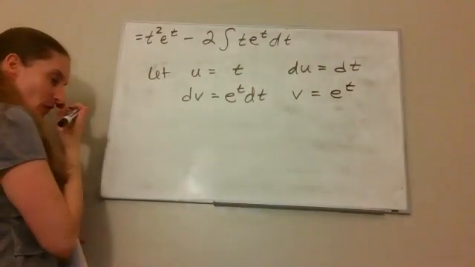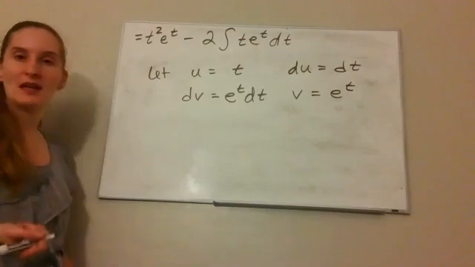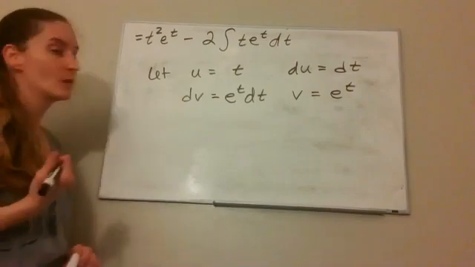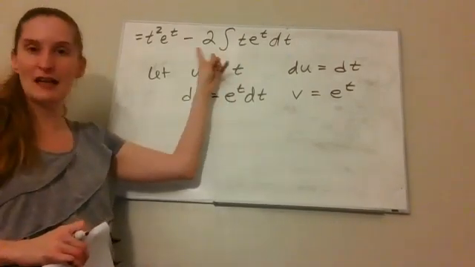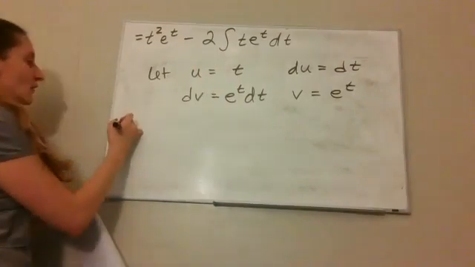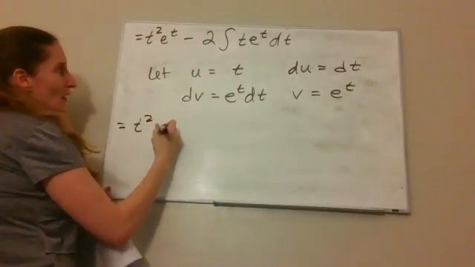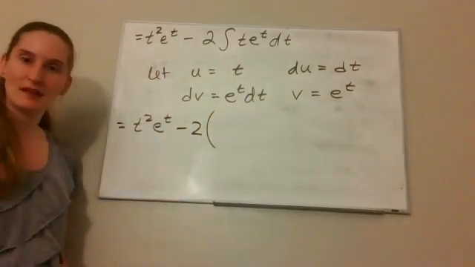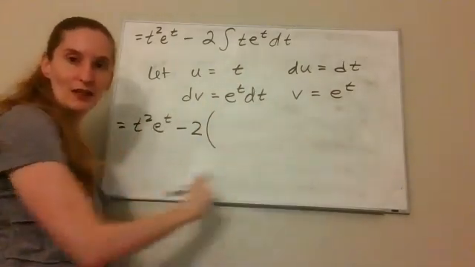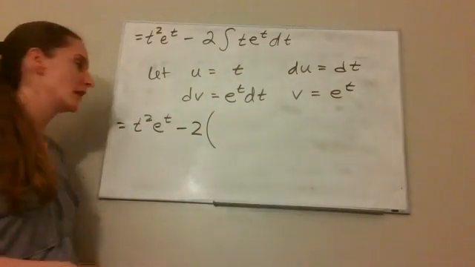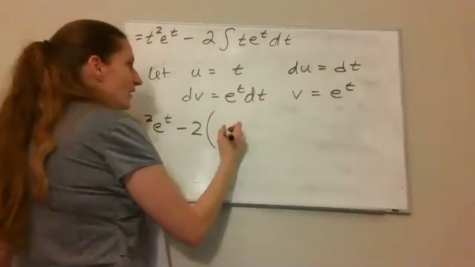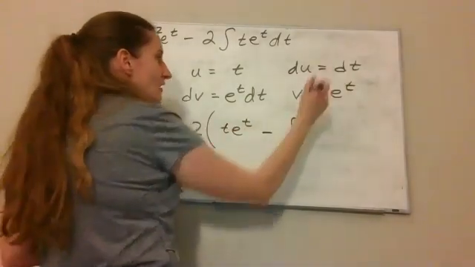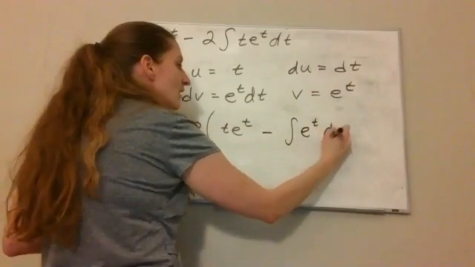So now I can use my formula again. Remember, it's going to be u times v minus the integral of v du. Now just be careful because in front of this integral I have a minus 2. So I personally would write down what I had before, t squared e to the t minus 2, and then put a giant parenthesis and do my whole uv minus v du over there, and then close my parenthesis up. So u times v is t e to the t minus the integral of v du, e to the t dt.